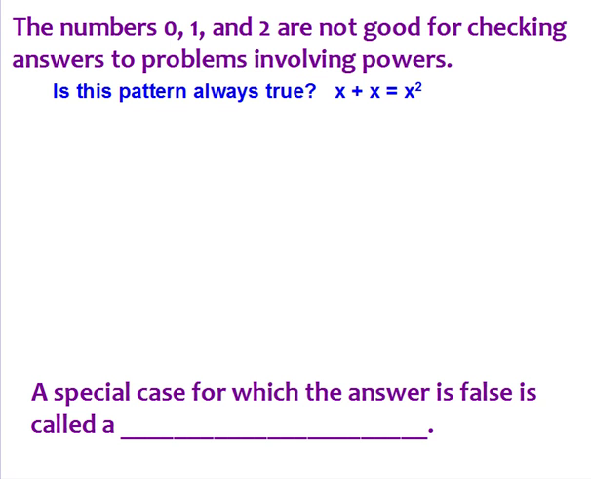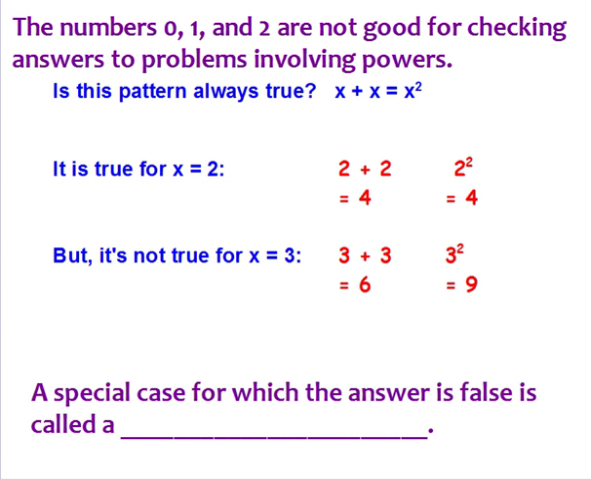Sometimes the numbers 0, 1, and 2 are not good for plugging in to check. Do not use 0, 1, and 2 when testing a special case. So let's see why. Is this pattern always true? x plus x equals x squared. We find that it is true when x equals 2. So if I plug in 2 in place of x, I have 2 plus 2 and 2 squared, and they both give me 4. But this pattern is not true for x equals 3. So 3 plus 3 is 6, and 3 squared is 9.